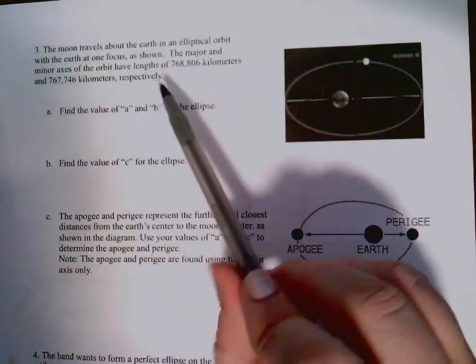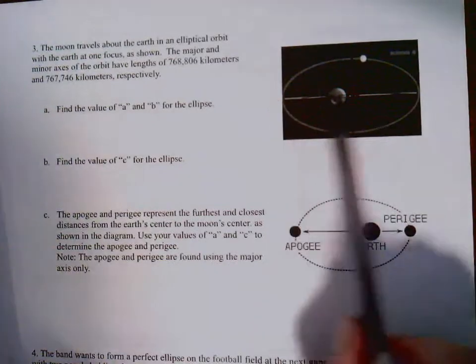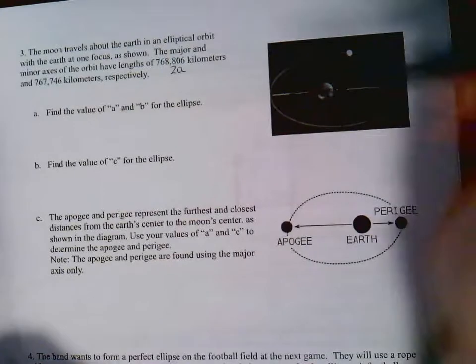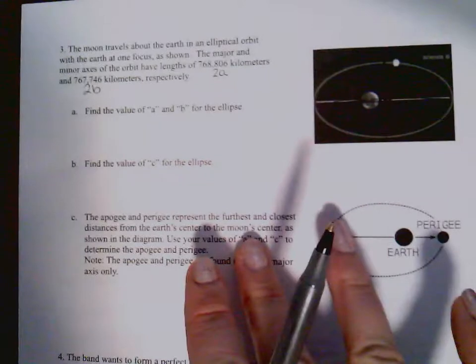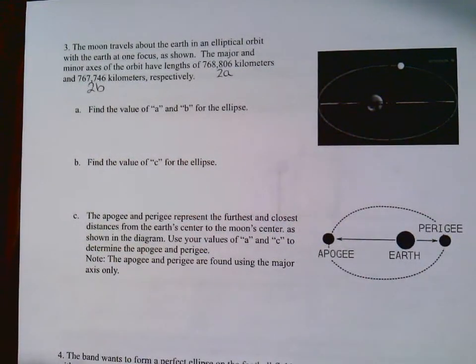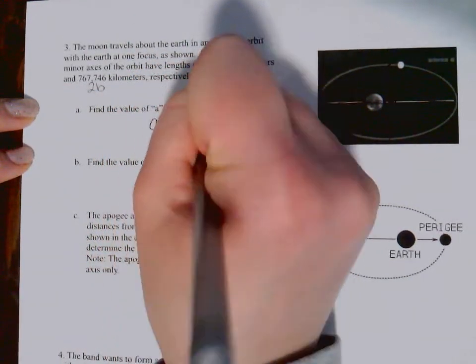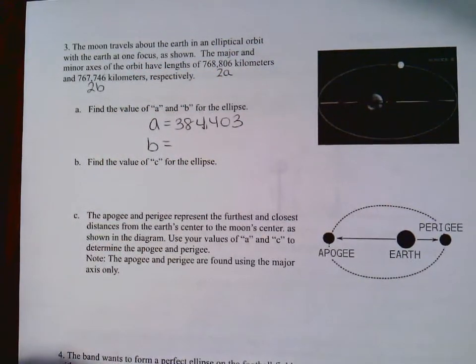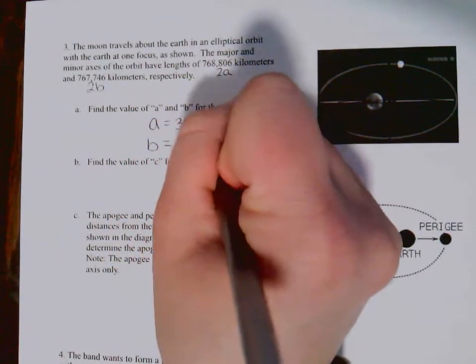So it says the major and minor axis of the orbit have these lengths. That's the whole major axis, right? So that's 2A, and the whole minor axis, so that's 2B. Find the value of A and B. So I'm just going to divide those lengths by 2. So A is 384,403 and B is 383,873.